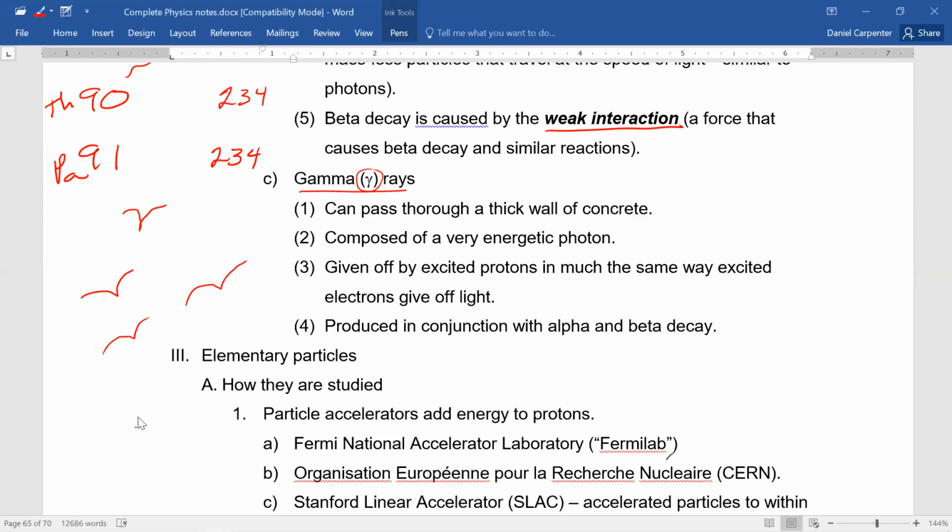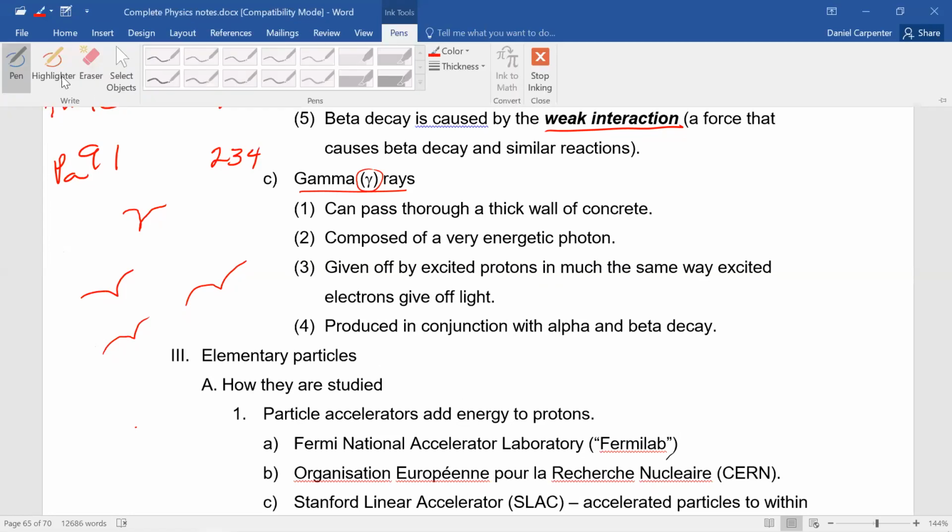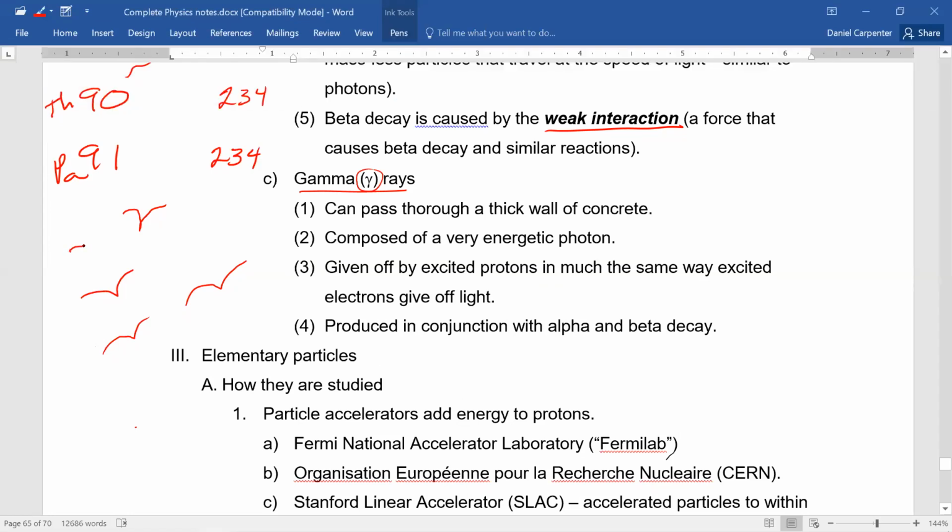This is weird. Let's see. Anyway, except there's a little loop at the end. It's as good as I can do drawing a gamma.